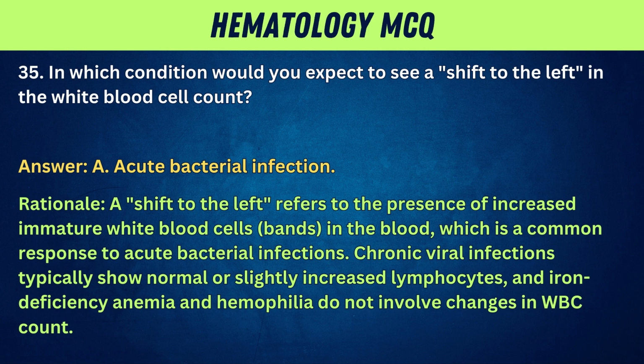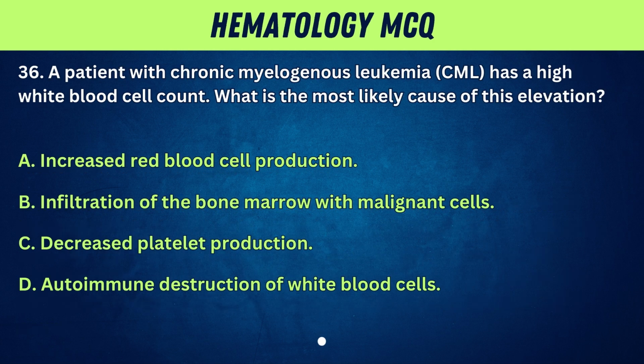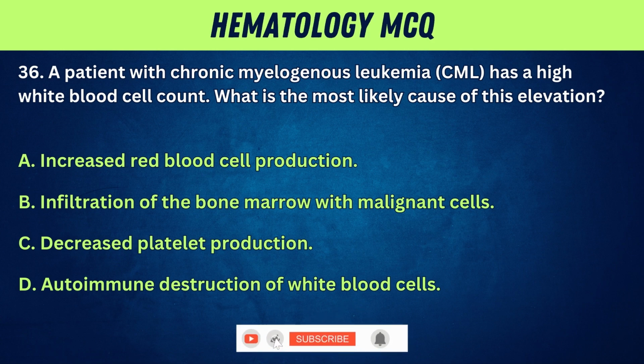Rationale: a shift to the left refers to the presence of increased immature white blood cells, bands, in the blood, which is a common response to acute bacterial infections. Chronic viral infections typically show normal or slightly increased lymphocytes, and iron deficiency anemia and hemophilia do not involve changes in WBC count.